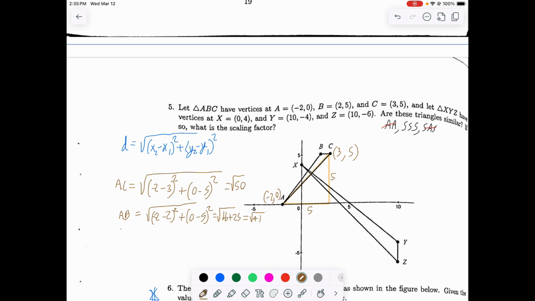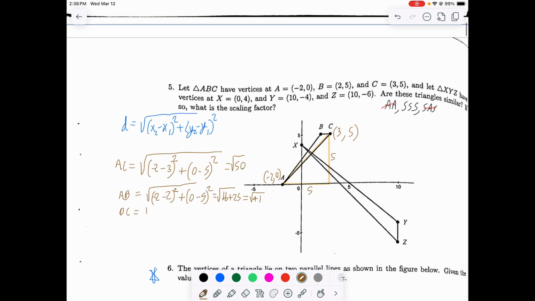Now, what about BC? Well, BC is real easy because you go from 2, 5 to 3, 5. We just go over 1. So we've got those 3 lengths. Now what we need to do is compare that to the lengths for XYZ, XY, XZ, and YZ. All right, I want to compare those lengths.